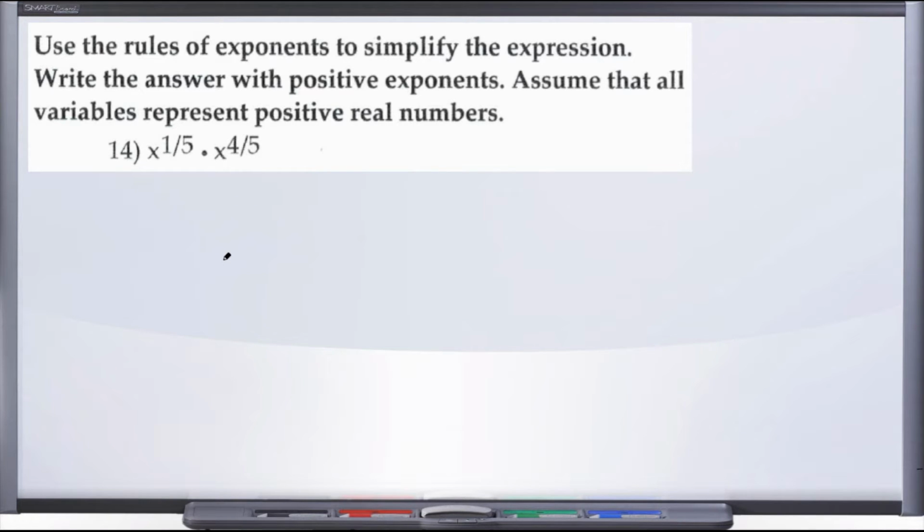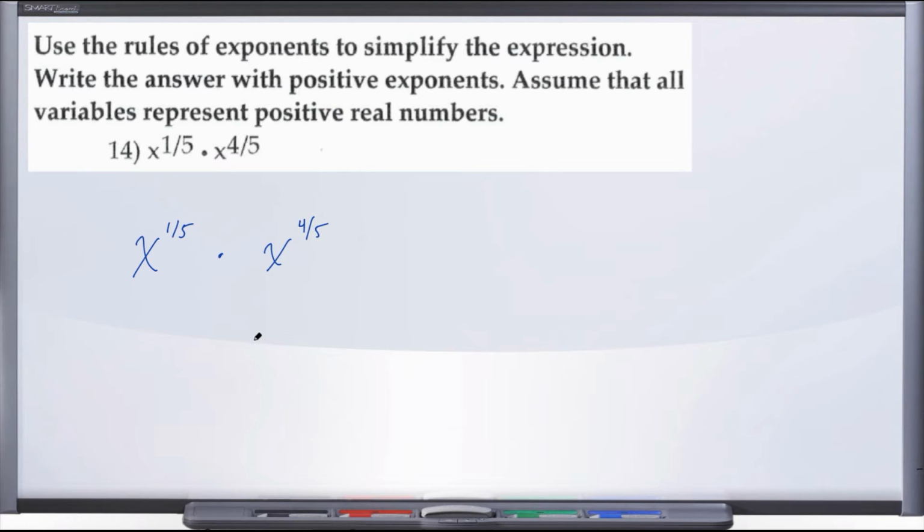All right, so we have a new section here starting with number 14, and the directions say use the rules of exponents to simplify the expression. Write the answer with positive exponents. Assume that all variables represent positive real numbers. So we've been given x to the 1/5 times x to the 4/5.